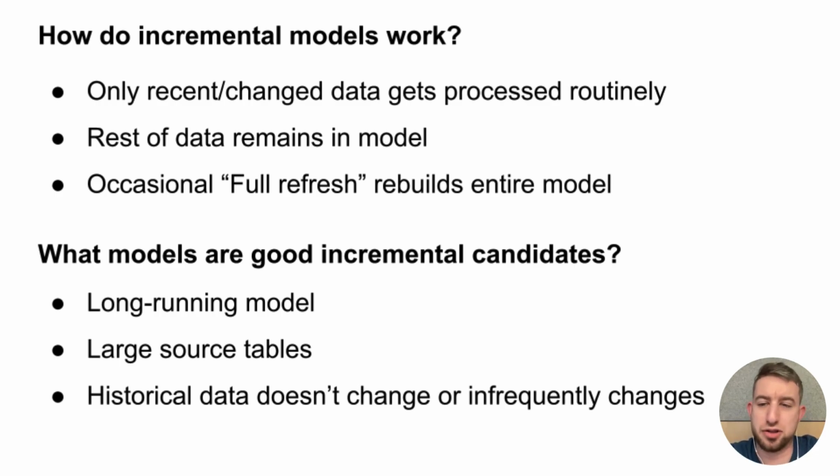And how do you find models that are going to be good candidates to make incremental? First, if they're taking a long time to run, that's usually a good sign that there should be some optimizations to be made. Second, if the source tables that are populating your model are very large, and if they have historical data that either doesn't change or changes infrequently enough that if you miss one of the changes, it's not a big deal to the overall model itself.